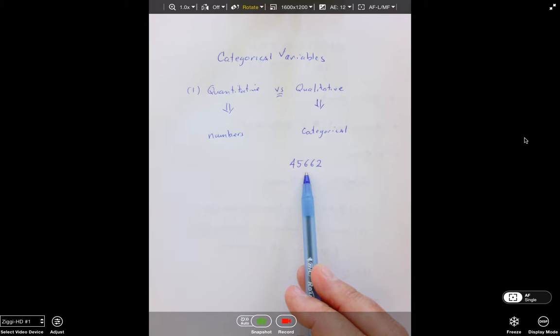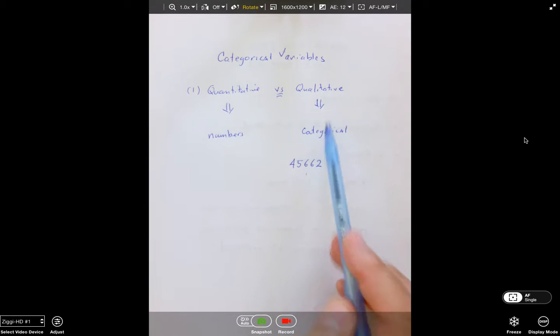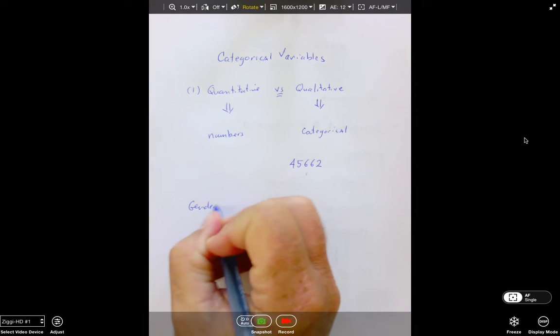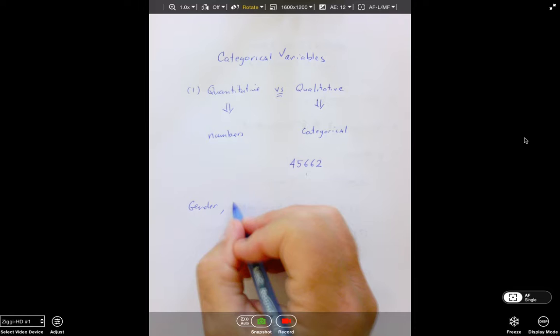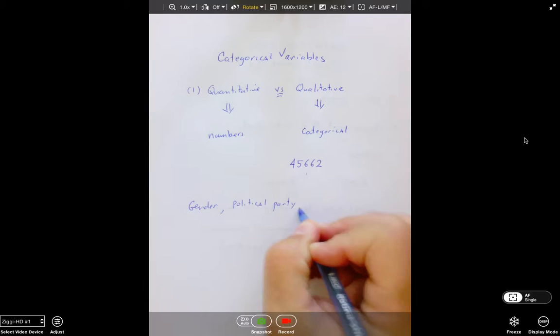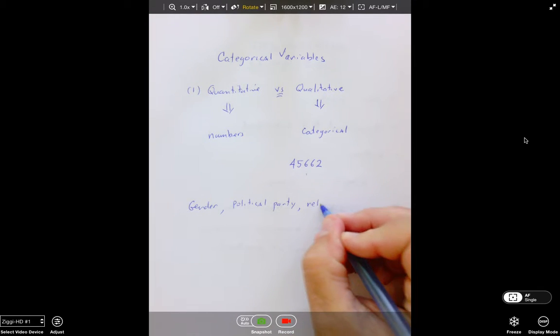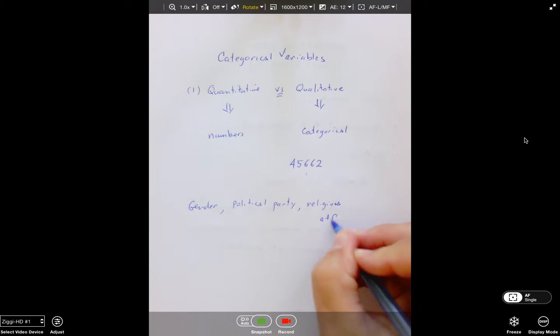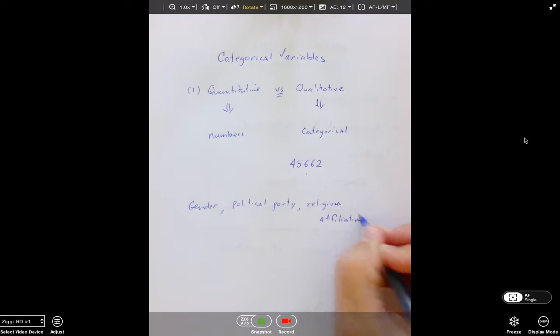So sometimes that happens, but most of the time we focus on qualitative data or categorical data as being things like gender, political party, religious affiliation, and your favorite sports team. Okay, University of Kentucky for me, Ohio State probably for most of you.